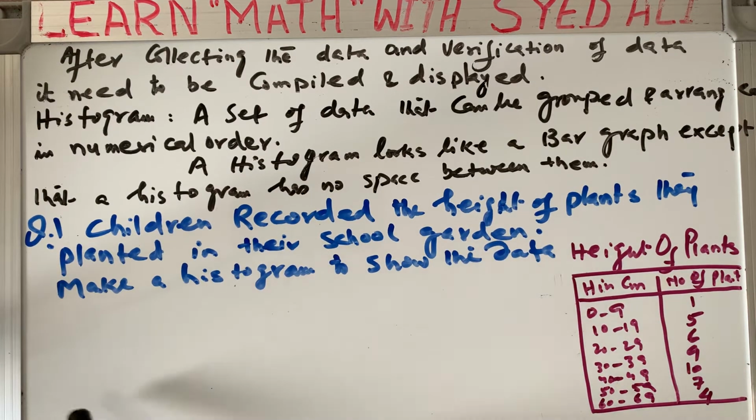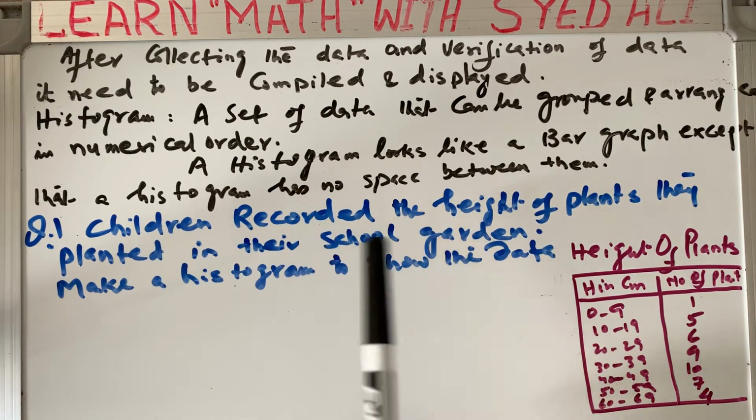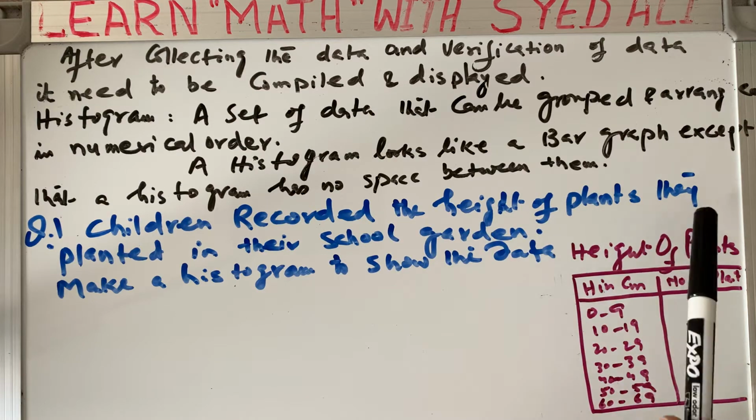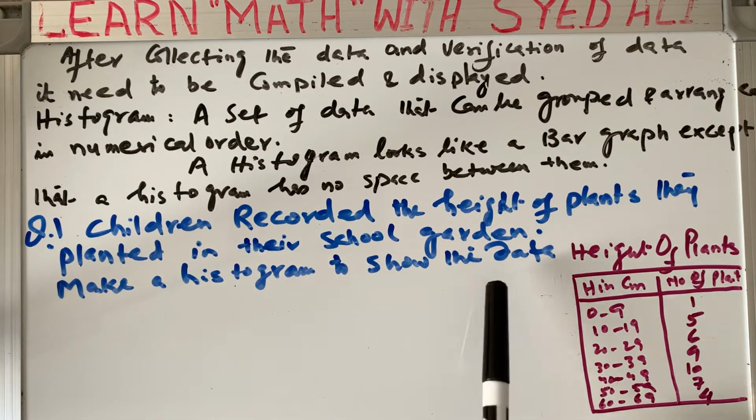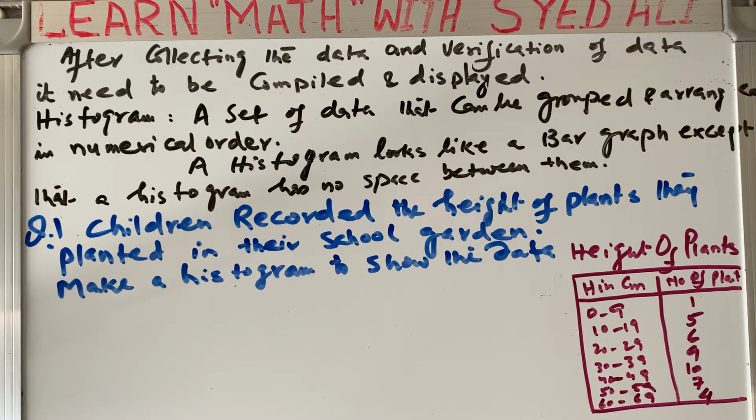So here's the question. Children recorded the height of the plant they planted in their school garden. Make a histogram to show the data, right? So we have to display the data. The data is here, and the question is asking us to show or compile this data as a histogram. So here's the height of the plant data.